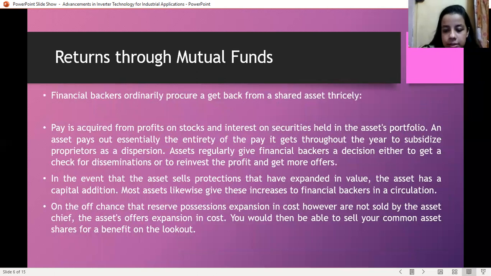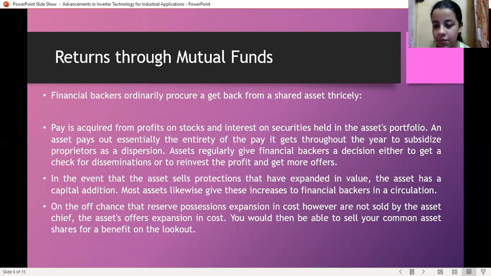Returns through mutual funds. Okay. Investors commonly invest to get back shares. People who are investing in mutual funds actually invest to get returns. If there is no return, nobody will invest. So a mutual fund also has returns, and that's why people invest. Income is procured from dividends on stock and interest on securities held in the fund's portfolio.